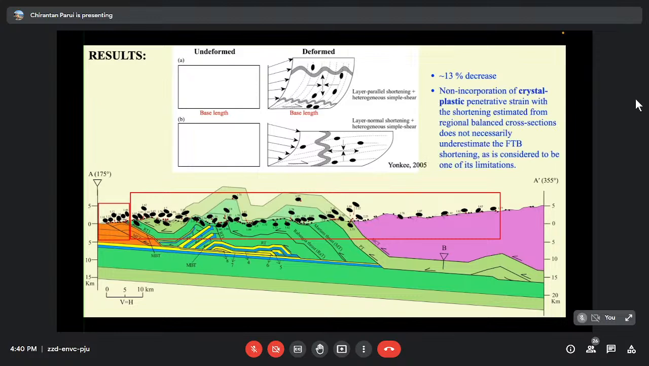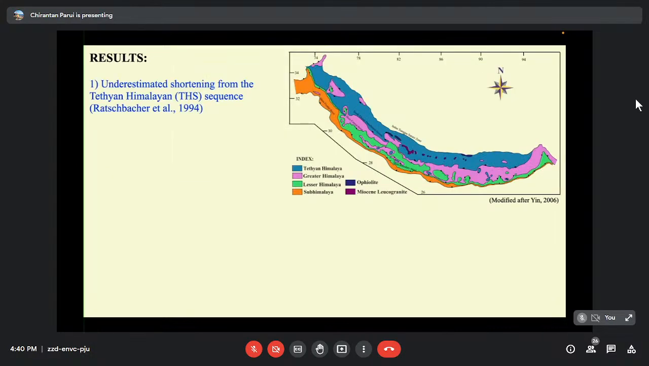Therefore, this study illustrates that the non-incorporation of crystal plastic penetrative strain with shortening estimated from balanced cross-sections does not necessarily underestimate the full thrust-belt shortening, as it is considered to be one of its limitations. Now the question is, where did the shortening go? So we propose certain explanations for where this missing shortening could be.